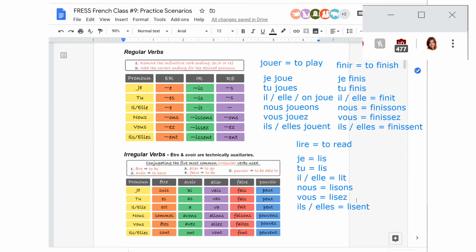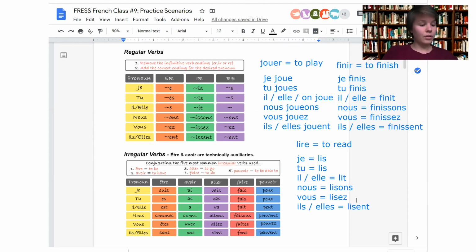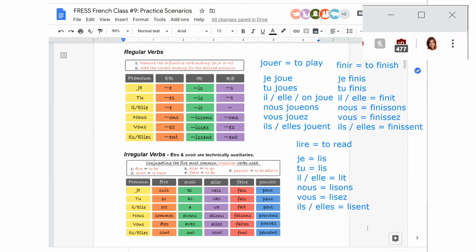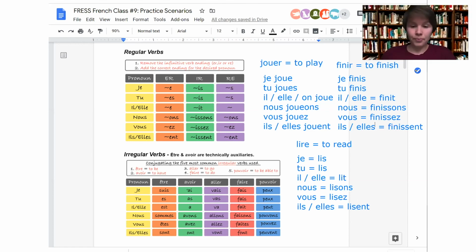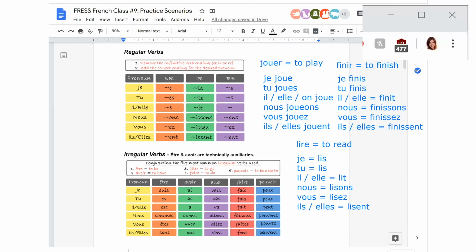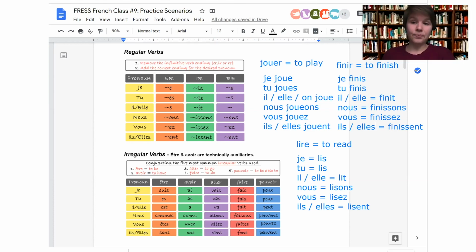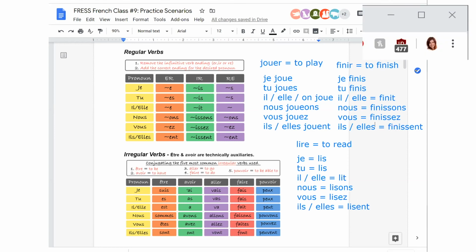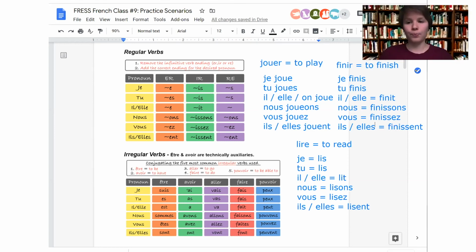Can I do a lire as well? Yes, of course. So it's je lis, tu lis, il, elle lit, nous lisons, vous lisez, ils, elles lisent. Just lis. Same principle as finis. The ENT is not very strong, but it allows you to pronounce the S sound in the middle.